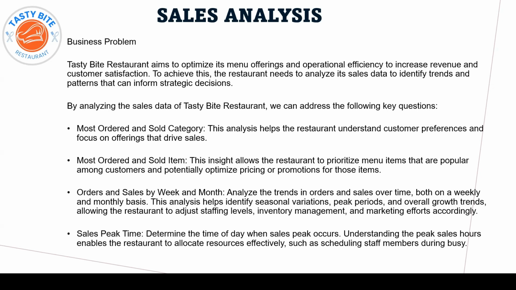Key questions we're going to be answering are these four that we can see here in the bullets. So what we're going to be analyzing first is most ordered and sold category. Now, category in this sense is because if we take a look at our data set, which we are going to do later on, immediately after this, you will see that category is more like the kind of food they have, or the category of food they have. For example, in their menu, you have American, you have Italian, you have Asian, you have Mexican. So those are the categories.